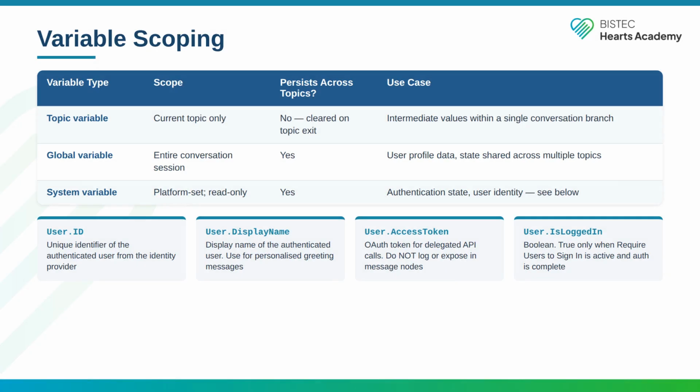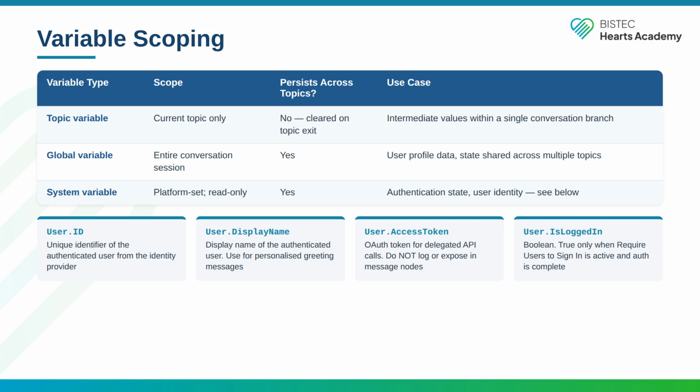Variable scope is one of the most consequential design decisions in any Copilot Studio agent. The wrong scope choice produces runtime failures that are difficult to diagnose, data that disappears mid-conversation, authentication state lost between topics, flow calls that fail because the token they needed was cleared.